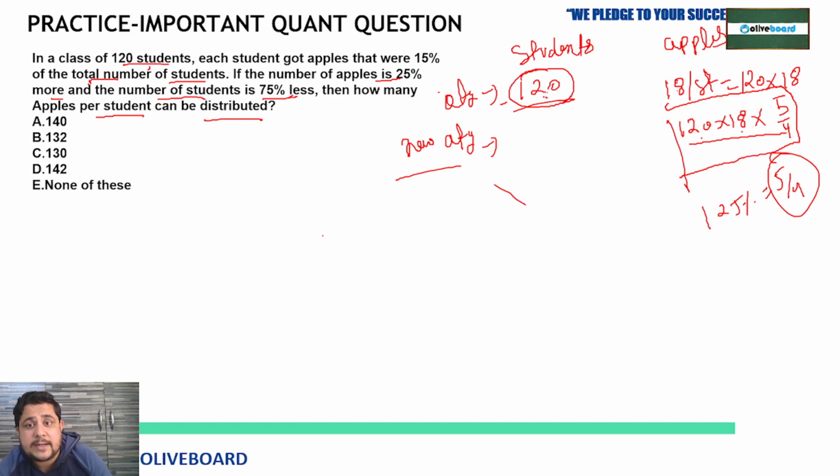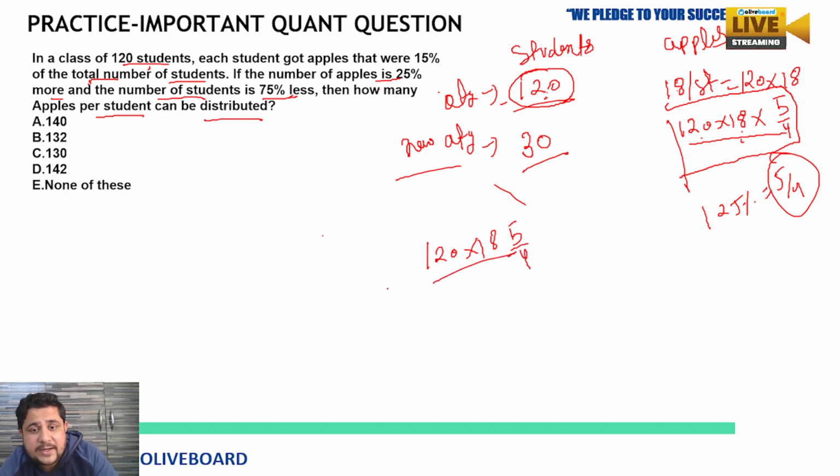Now the new quantity of students is 75% less, means only 25% from the previous one. Earlier it was 120, and 25% is 1/4. So 1/4 of 120 will be 30. So this is the new quantity of students. Now we have to calculate how many will be received by each student. So the new quantity of apples is 120 multiplied by 18 multiplied by 5 by 4.